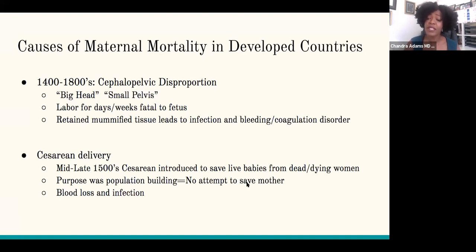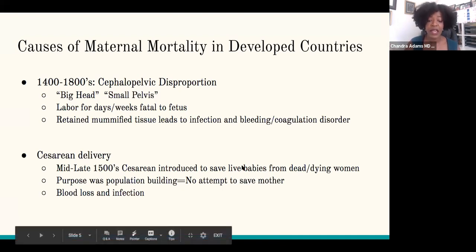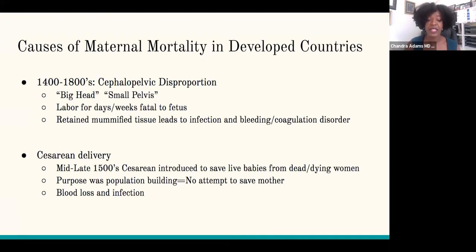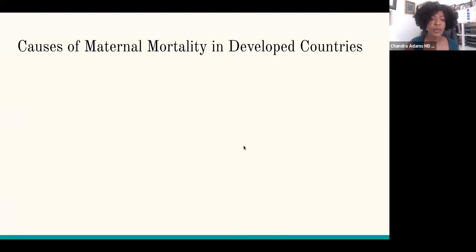And so they would perform this procedure, obviously in a very rudimentary way, and the women would subsequently die from blood loss or infection if they were in fact alive at the time of the procedure. So then we move to what happened in the 1800s. The most likely cause of maternal mortality then was infection.